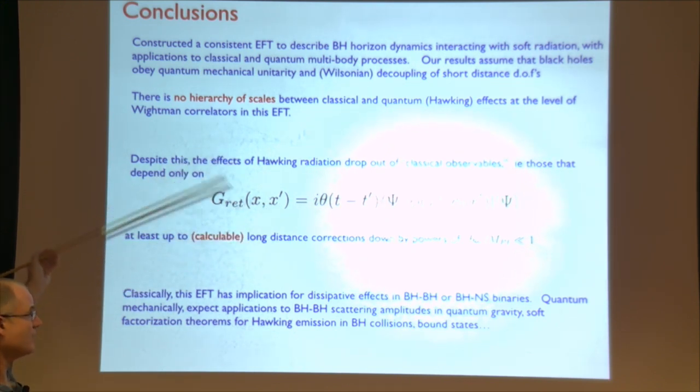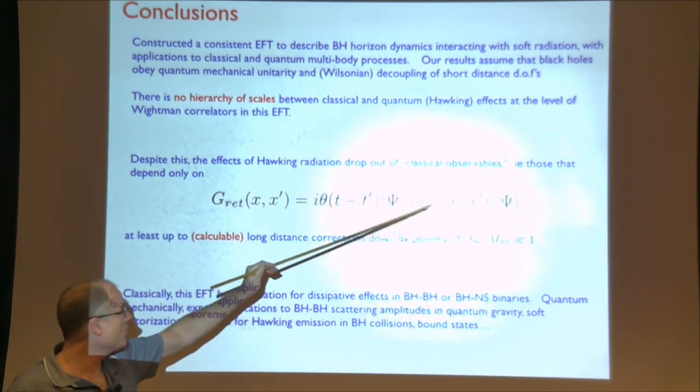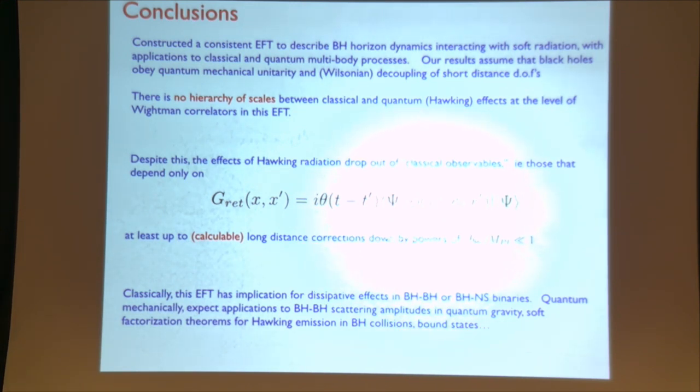So LIGO will not see this, or no foreseeable future of LIGO will see this, because it only couples to the retarded Green's function. And classically, if you ignore Hawking radiation, or even if you put it in, it won't matter. This thing can be used for binary dynamics in compact objects, not just black holes, but also neutron stars. You can parameterize things in terms of the absorption in neutron stars. And quantum mechanically, it also has applications, in quotes, to various black hole processes that have been computed in the past.